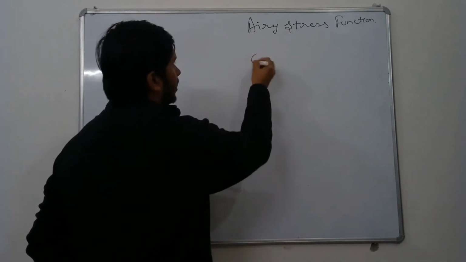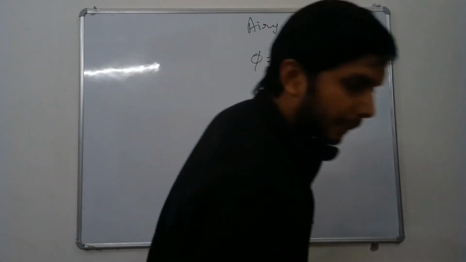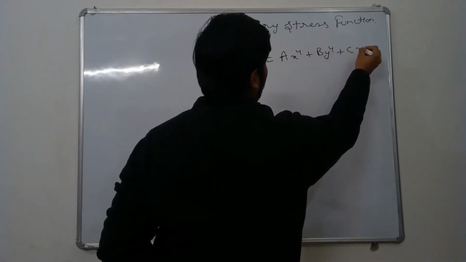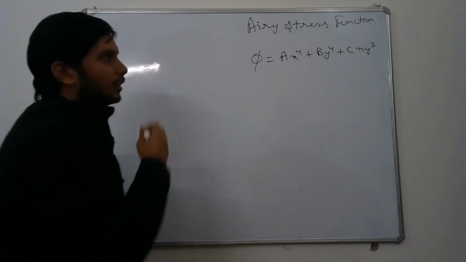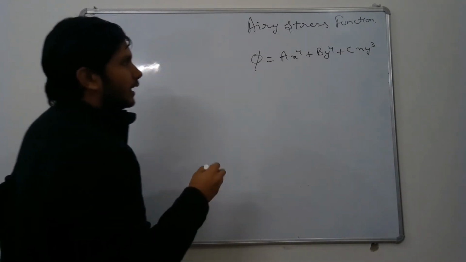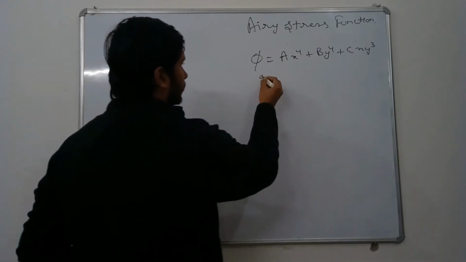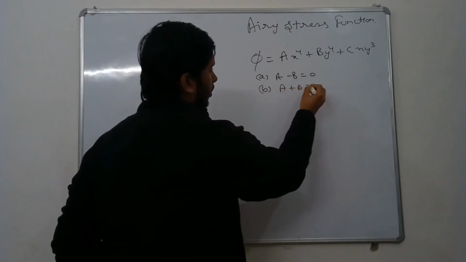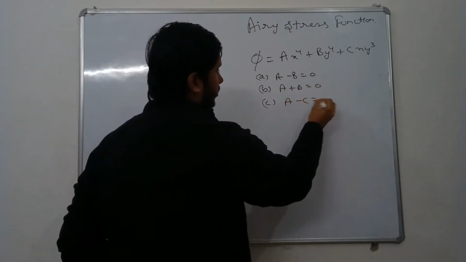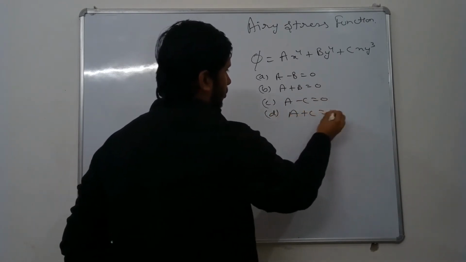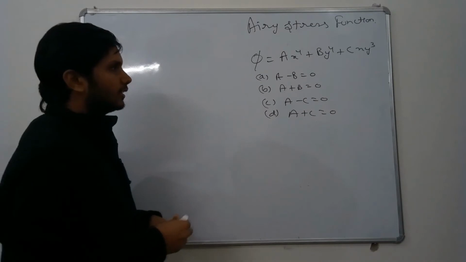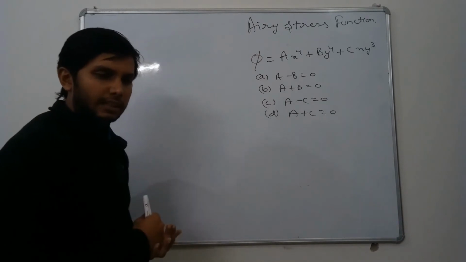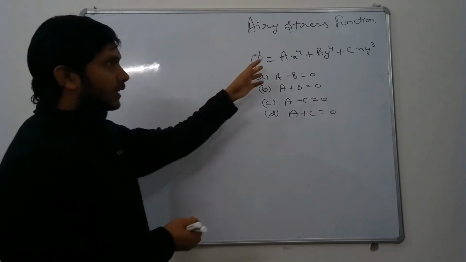The question basically was that phi equals a x to the power 4 plus b y to the power 4 plus c x y cube. They have given this and asked which of the following conditions holds. The options were: a, a minus b equal to 0; b, a plus b equal to 0; c, a minus c equal to 0; d, a plus c equal to 0. They have asked which condition will hold if this phi satisfies both equilibrium as well as the compatibility equation, that is, if this is the Airy stress function.